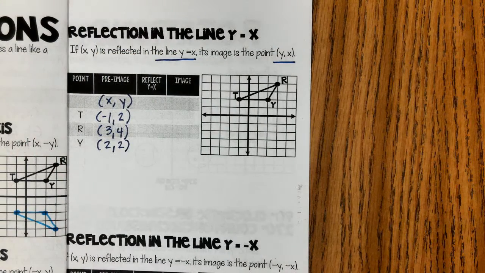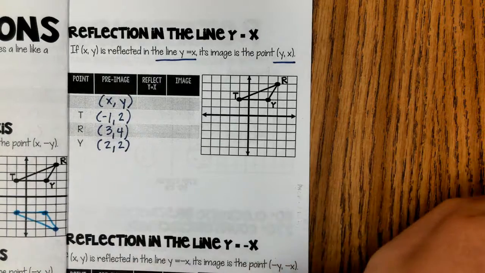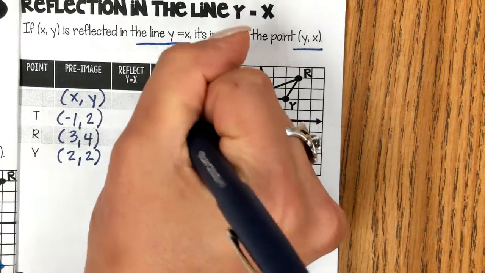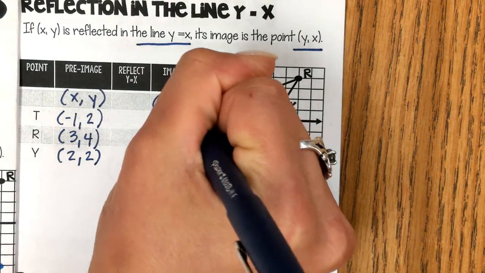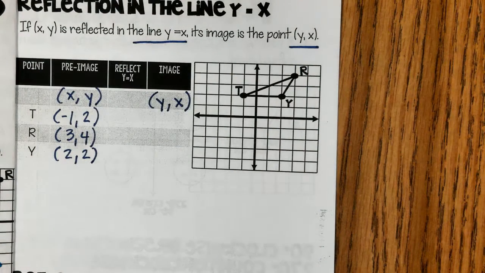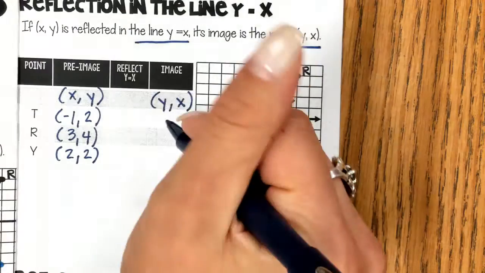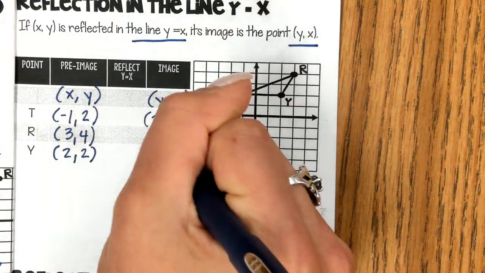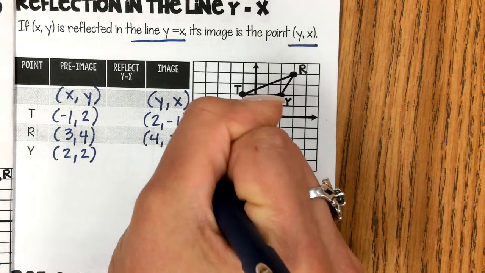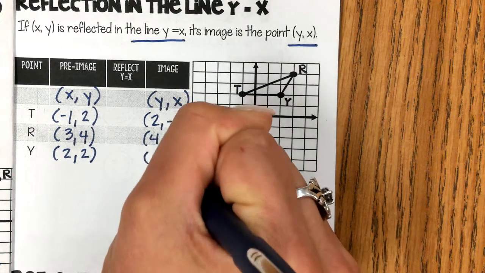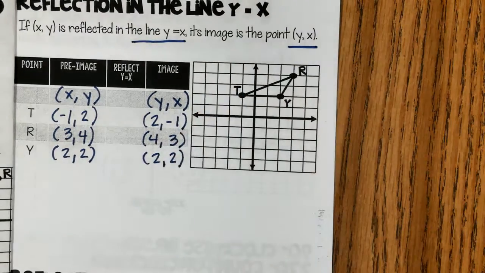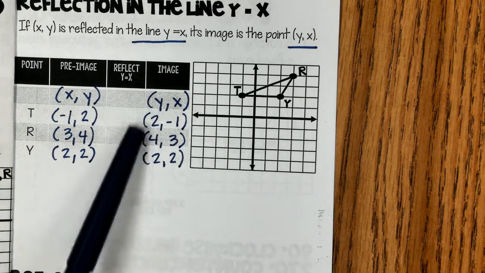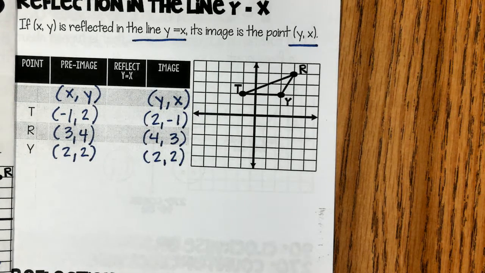All right, so what we're going to do is we're going to take those points and we are going to flip them under this line right here. So if I'm just flipping x and y, what would my new point be? 2, -1. Okay? 3, 4, 3. 2, 2. Very good. Okay, so go ahead and plot these points into your grid.